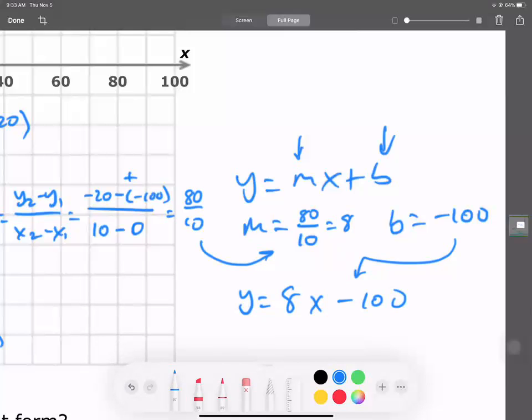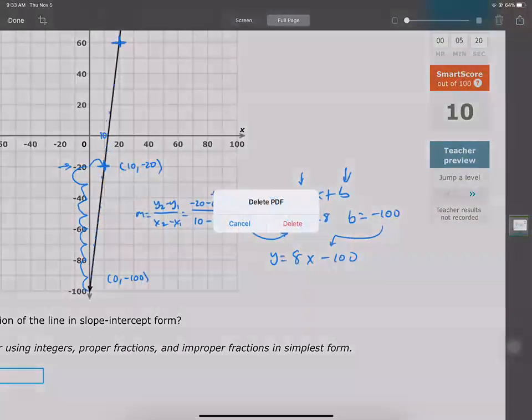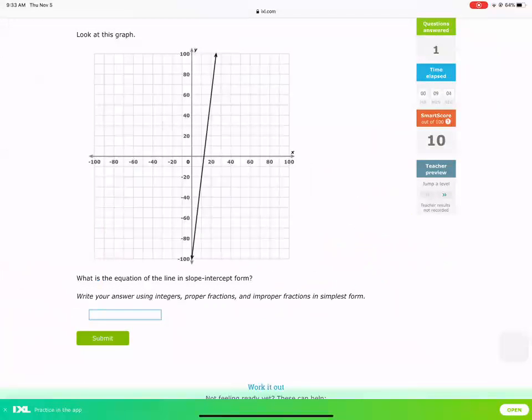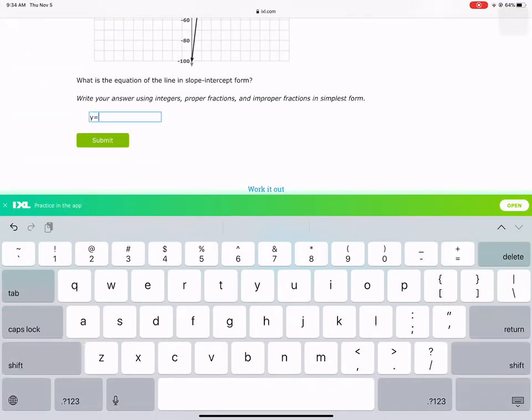Okay. All right. So writing the equation based on a graph is fairly easy as long as you know what to look for. And that's what algebra is trying to teach you, right? You have to know what you're looking for and which tools to use. And if you have the right tools and you know what you're looking for, of course, this is an easy problem. And if you don't and you're confused, it's going to be very difficult. So that's right. Y equals 8x minus 100.